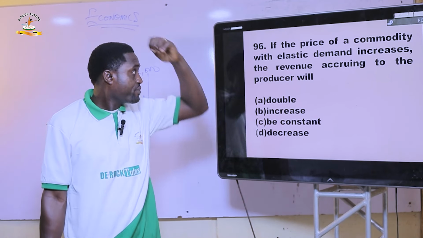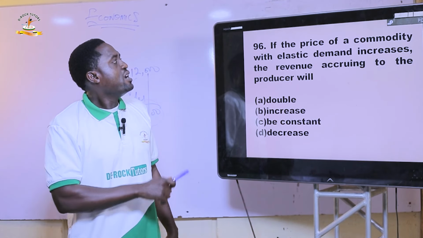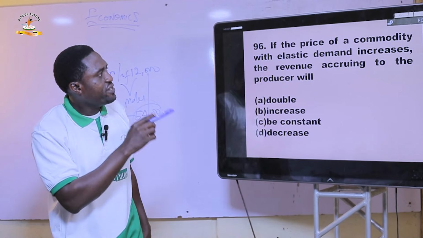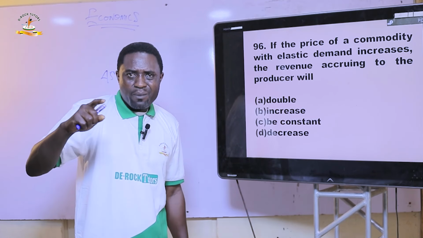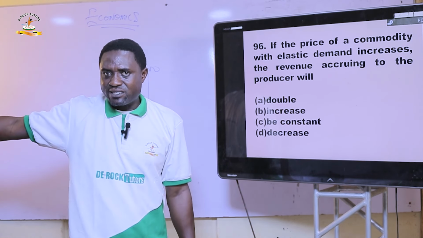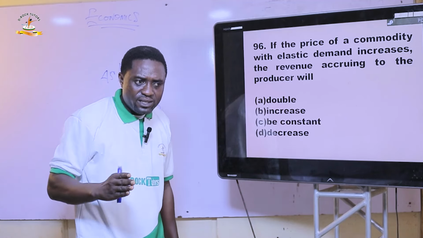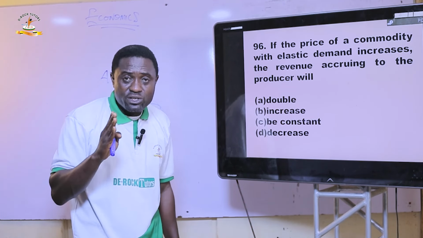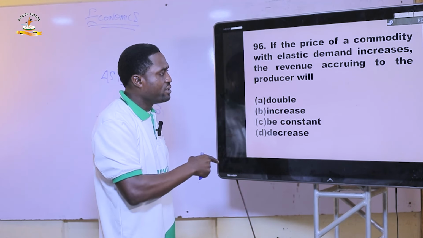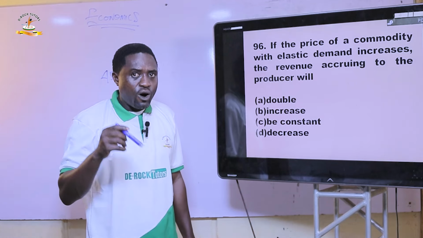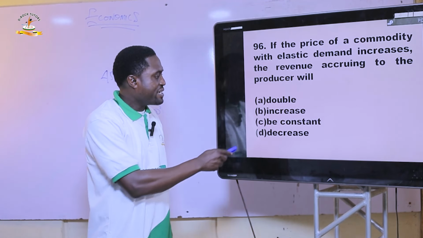96. If the price of a commodity with elastic demand increases, the revenue accruing to the producer will what? If something is elastic, by the time you increase the price, many people will not buy that product. They will go and buy another thing that has inelastic nature. Are you getting what I'm saying? So you have to be very careful if the nature of the product you want to sell is elastic or inelastic. If it is elastic, you don't need to increase the price anyhow, or else people will run away. So if the price of the commodity with elastic demand increases, the revenue accruing to the producer will decrease. Because if you increase the price of a commodity that has elastic nature, people will not buy. So instead of your revenue increasing, it will decrease. That's why the answer to this is D.